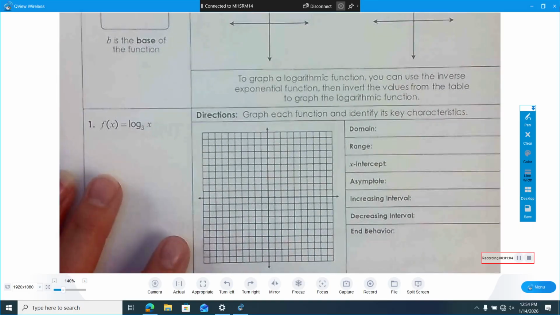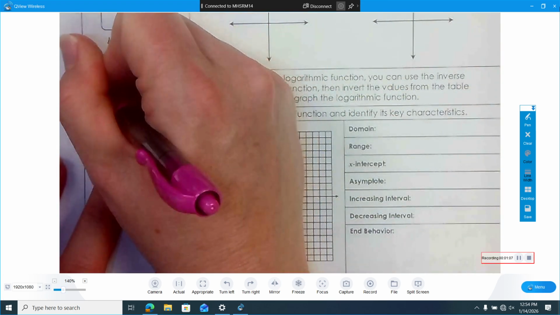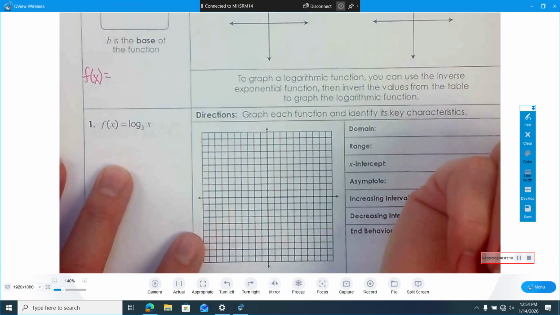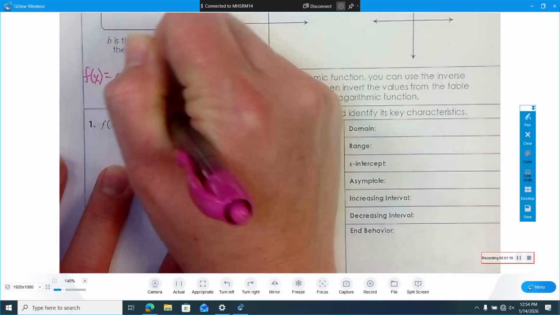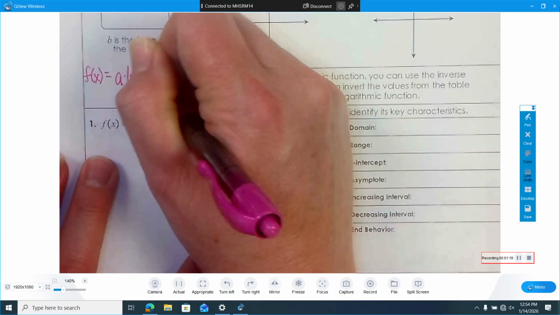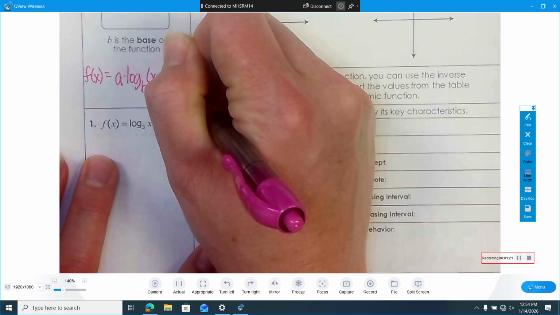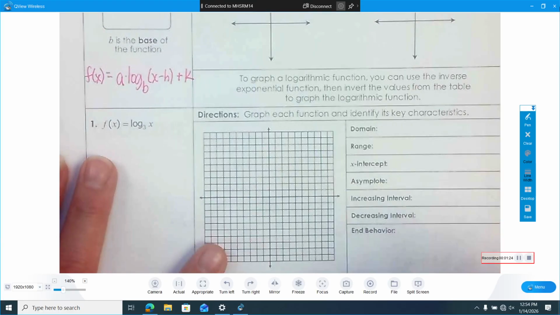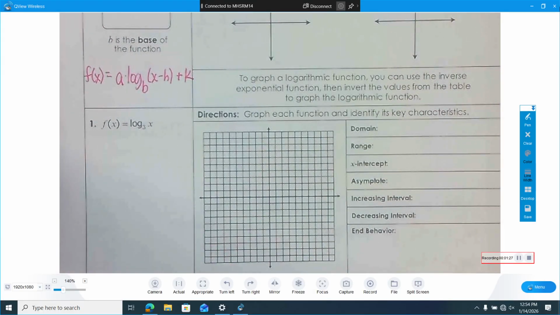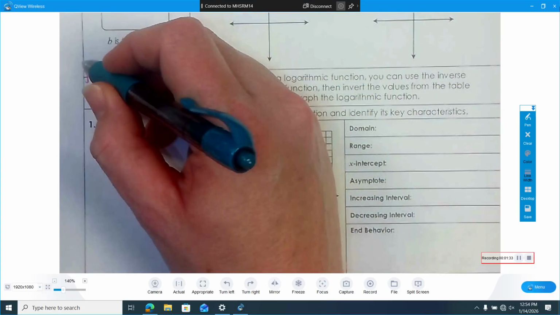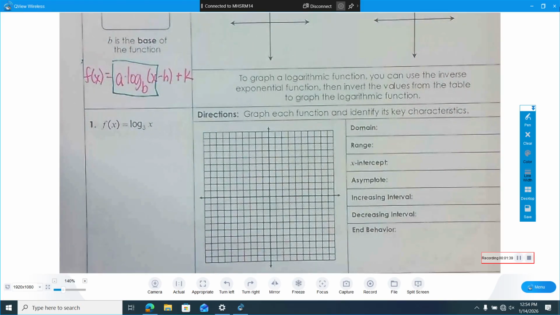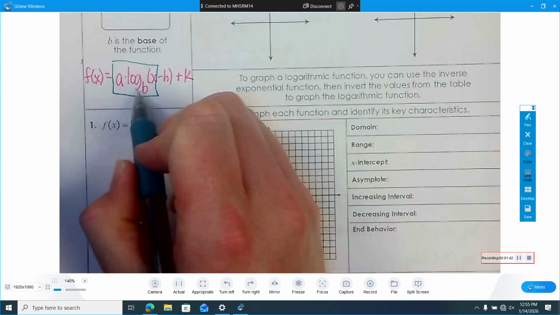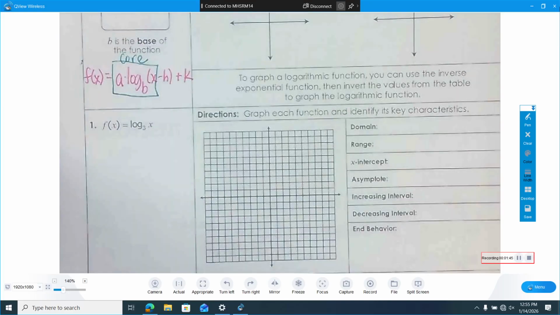This is a very basic function, so before I begin, I have a generic equation that we're going to do. F of x equals a times log base b of x minus h in parentheses, and then plus k on the outside. This is a really generic function. And just like we did with graphing exponentials, it's really easy to graph the core function, the parent function, a log base b of x. So this is the core function.